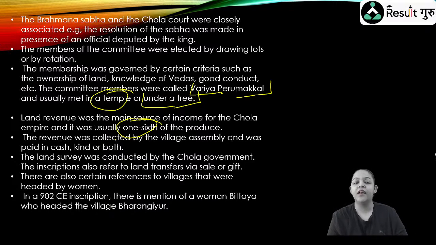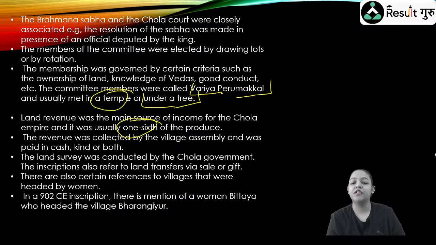Okay? The inscriptions often refer to land transfer via sale or gift. I've already explained this concept to you. This is known as Brahmadaya or Agrahara, which is gifting of land to religious institutions or to Brahmins. Okay.